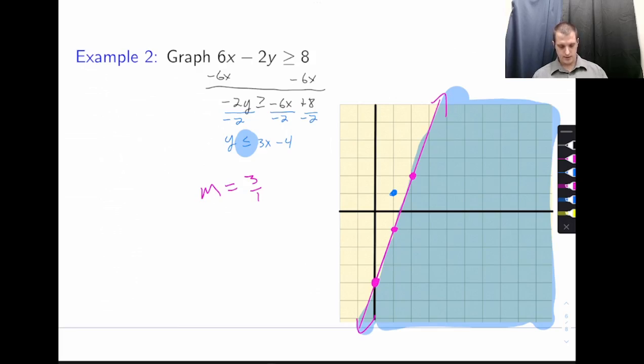Okay, so is 1 less than or equal to 3 times 1 minus 4? Is 1 less than or equal to 3 minus 4? Or is 1 less than or equal to -1? And that, again, is false. So that's why we want to shade the other side of the line. Yes, we're going to want to shade the other side. So that's the algebraic way of showing where we'd want to shade.